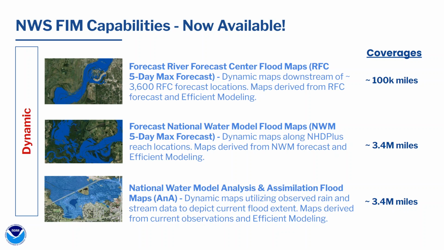The last one is an analysis and simulation flood extent map, where this is basically taking observed rainfall and observed stream data, and it's showing you where we currently have flooding expected or forecast. Again, these are all dynamic maps, which means they're run in near real time, and they're based on current and forecast conditions. These are really good for event-specific planning and response, and they can be used in conjunction with those static AHPS FIMs that I just showed you.